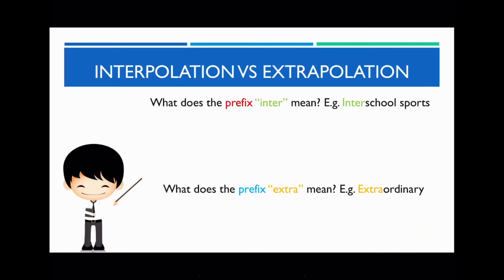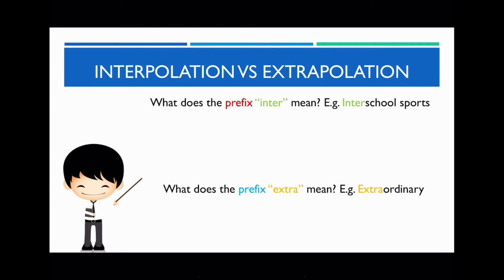Now, there are two types of prediction methods. One of them is called extrapolation. The other one is called interpolation. But to help you really understand and differentiate between these two methods, I am going to take a literacy focus so that you can differentiate. And hopefully, it's going to help you memorize these two as well.